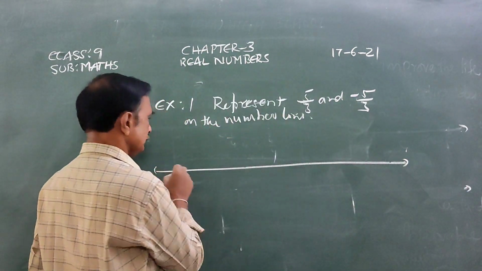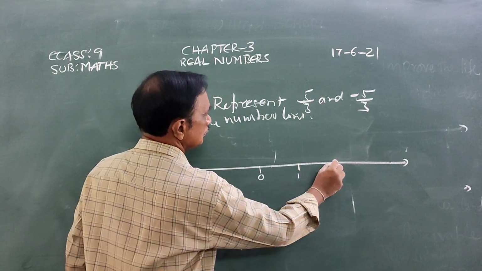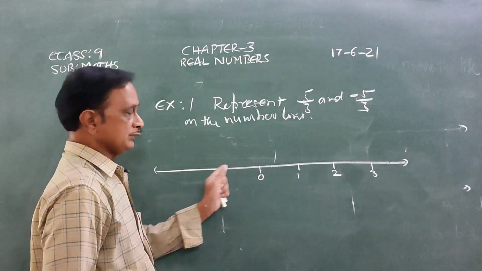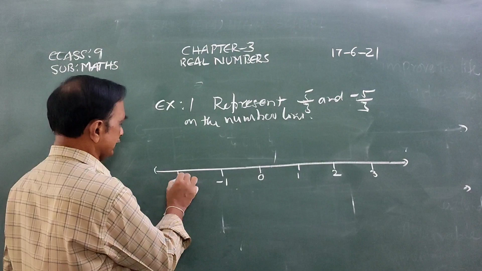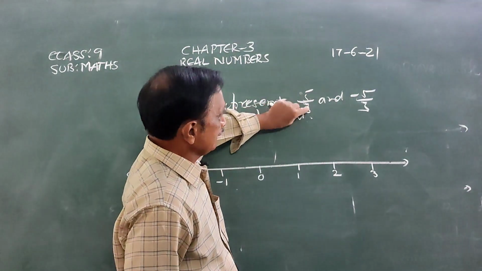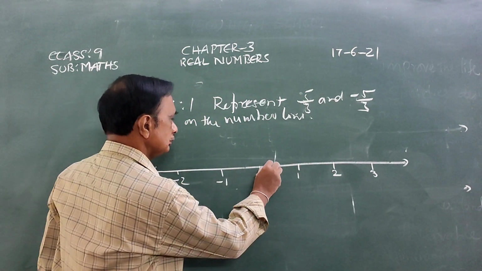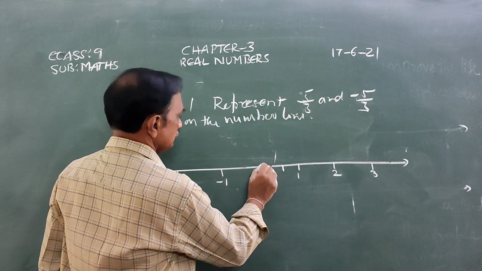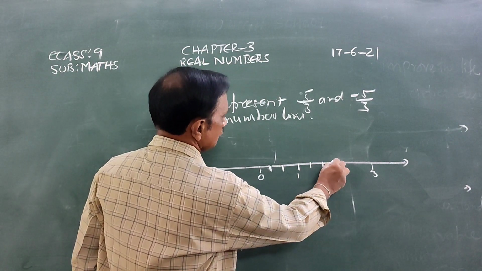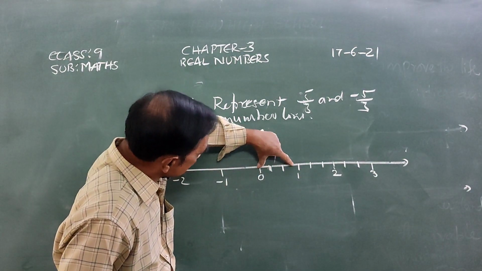Draw a number line. 0, 1, 2, 3 and so on to the right side of 0, and to the left side of 0 we mark points minus 1, minus 2, minus 3 and so on. For 5 by 3, take the denominator. Divide each unit into 3 equal parts. Here 1, 2, 3, 4, 5, 6, 7, 8, 9. So divide each unit into 3 equal parts.